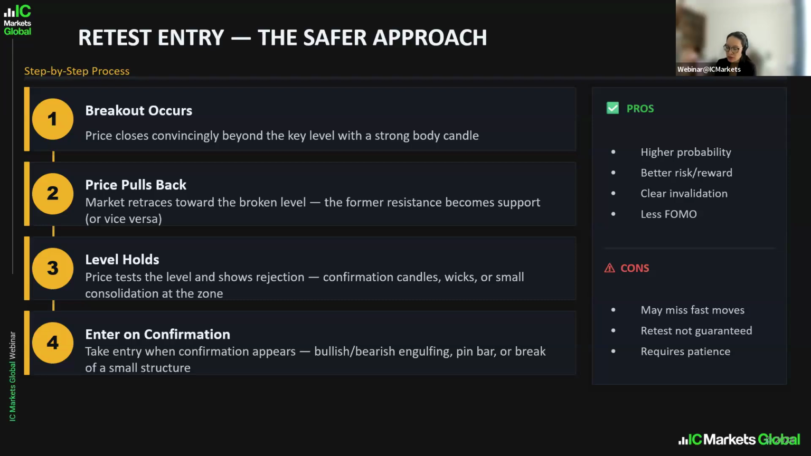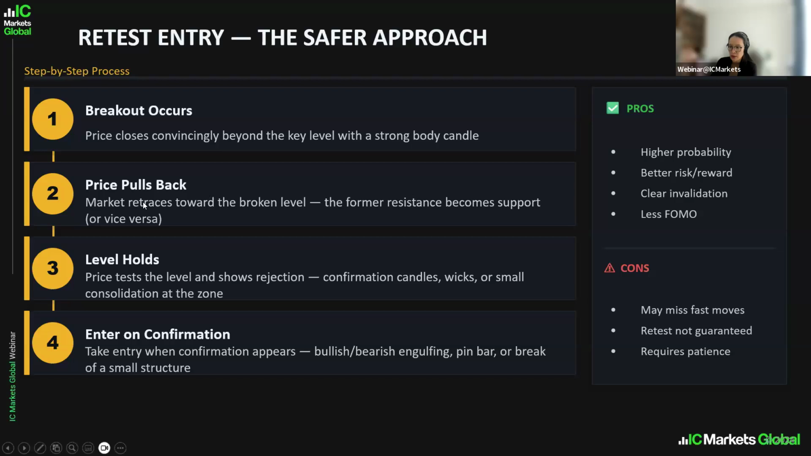So whenever you see a price breakout, to me, I like the breakout, but I'm going to wait for price to come back, which is the retest, and then I buy or sell. So we're going to see when a price breakout occurs. Price closes convincingly beyond the key level with a strong body candle.